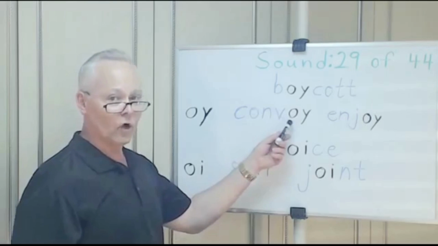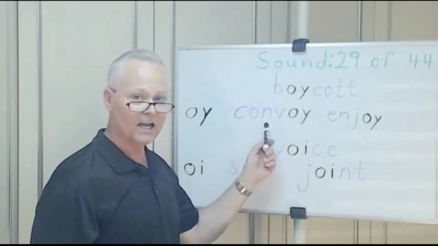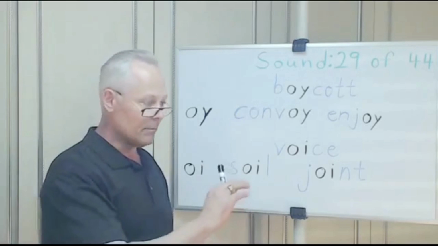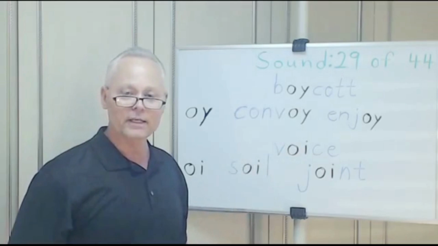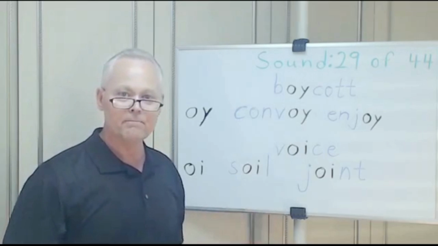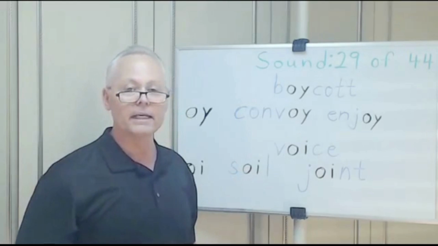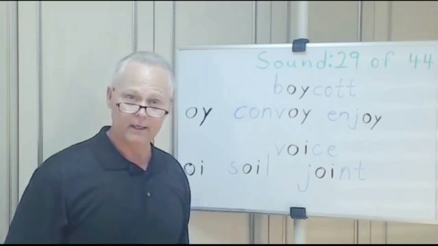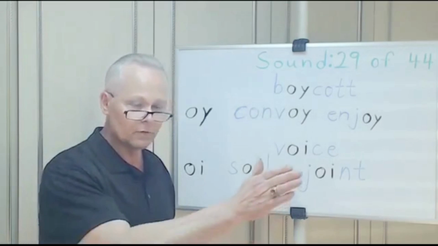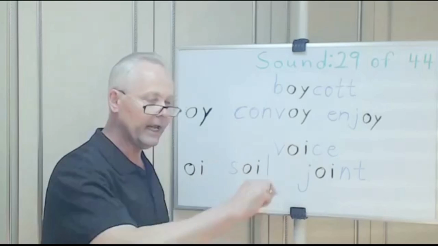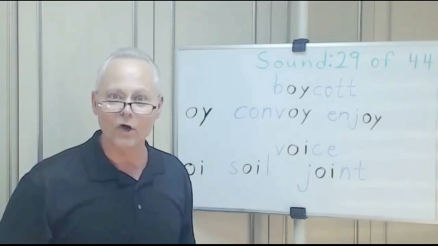A convoy. If you see some military vehicles going down a road in a line together, one right after the other, they're probably in what you call a convoy. And they cannot deviate from that course. They must stay one behind the other from point A to point B. It's a convoy.